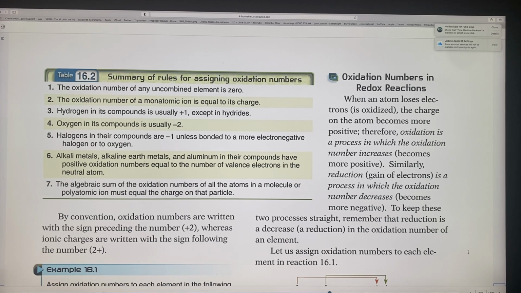Similarly, reduction, the gain of electrons, is a process in which the oxidation number decreases. So as the oxidation number decreases, I just think decreases, reduction, then we know that it's being reduced. So we need to find, does this number increase or decrease?